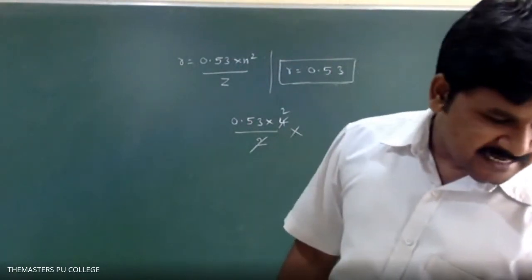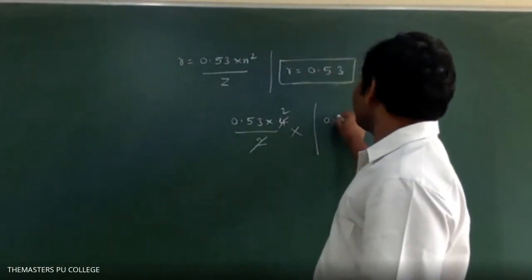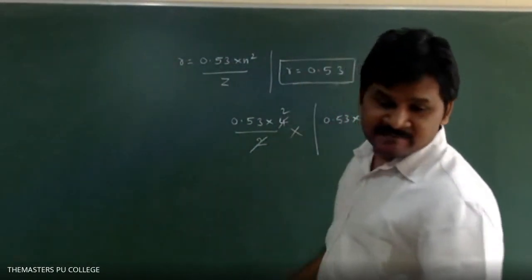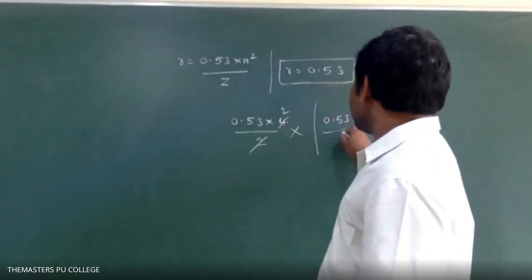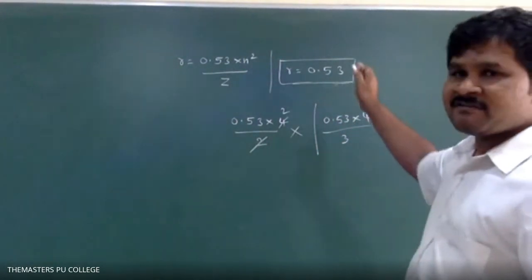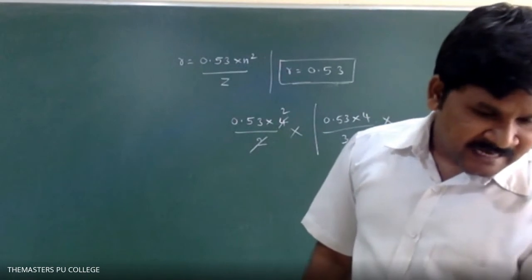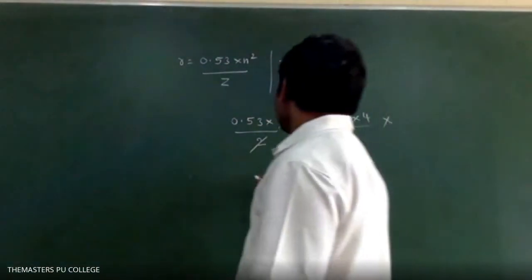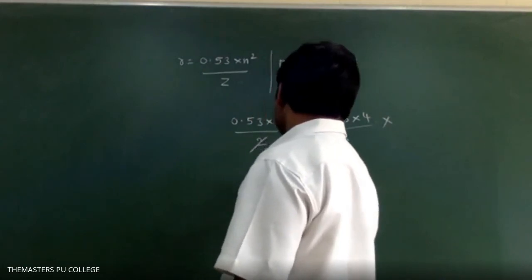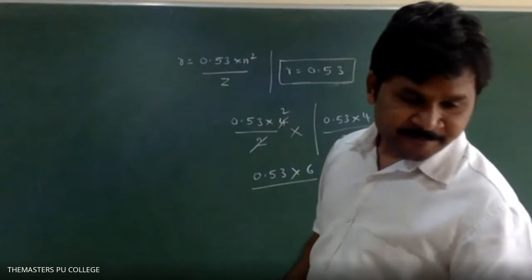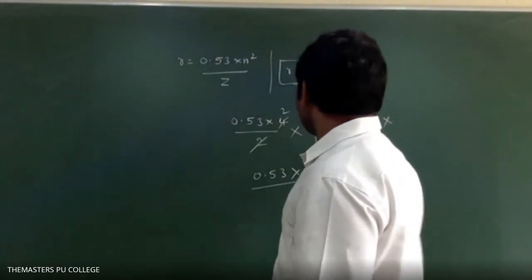Next, what is the second option? Li2+ means 0.53 into which orbit he has given? 4 divided by lithium atomic number 3. So you won't get 0.53 here also. It is also not the same. Next, Li2+, n is equal to 3. 0.53 into 6 divided by 3. So that's why it is also not equal to this one.